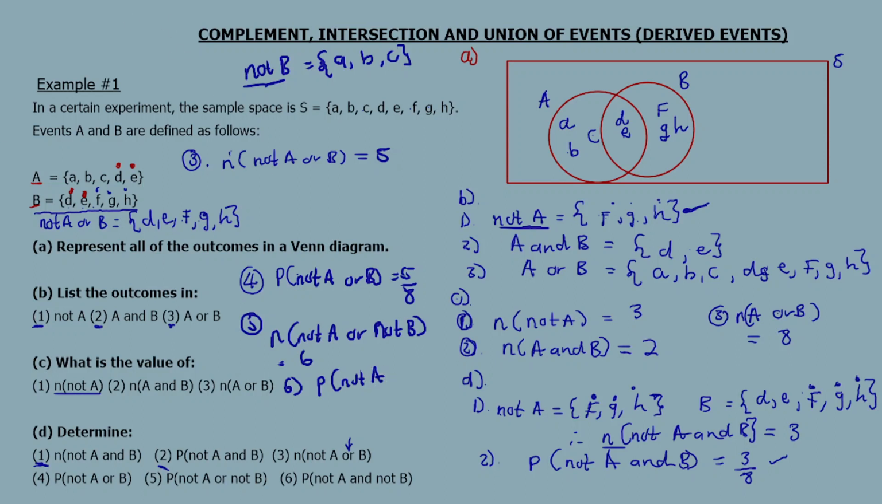Wait a minute. It's easy to confuse yourself, but like number 5, we calculate a probability. So it's just the number of outcomes of not A or not B. Therefore the probability of not A or not B should be equal to 6/8.